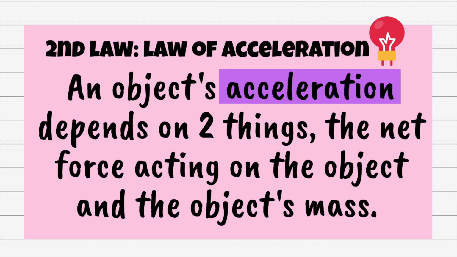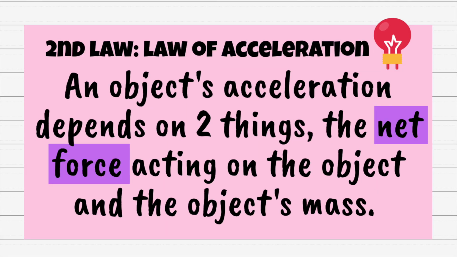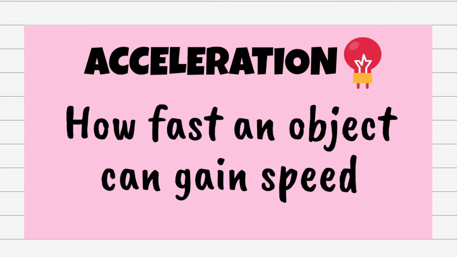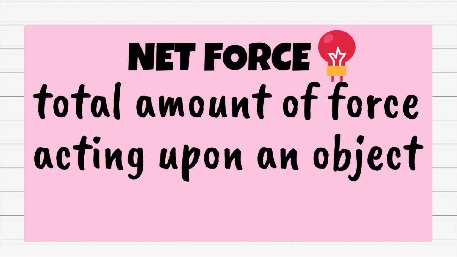In order for us to understand fully what it's trying to say, we have to unlock some terms. First is acceleration, the second is net force, and the third is mass. Acceleration is how fast an object can gain speed. Net force means the total amount of force acting upon an object.